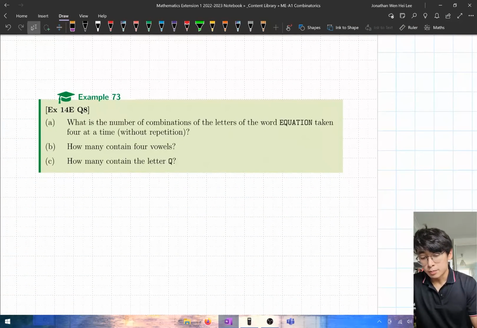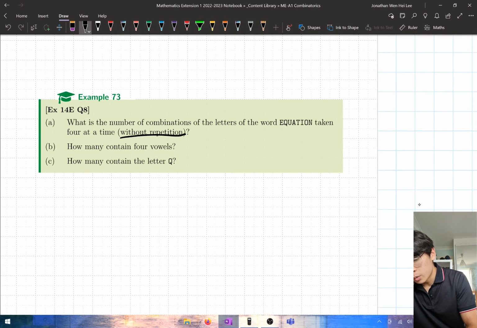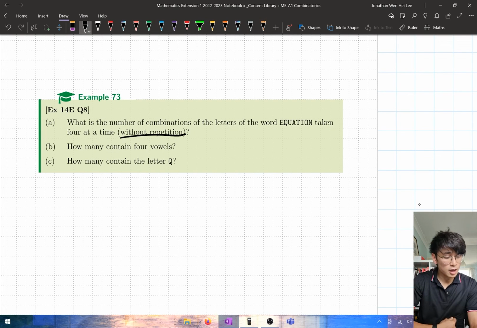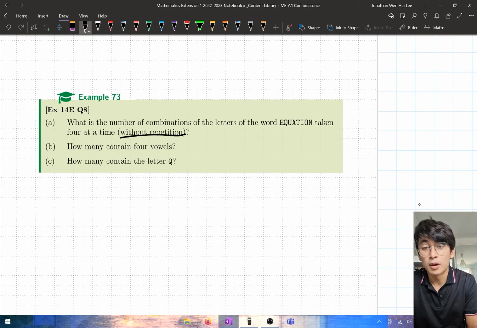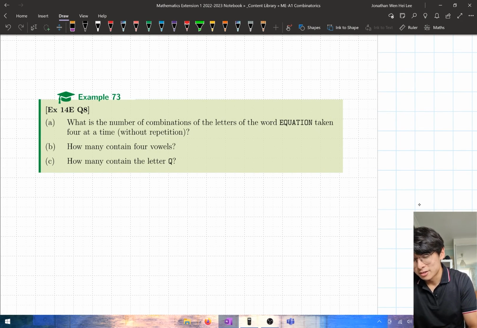Let's have a look at this particular next question. What is the number of combinations of the letters of the word equation taken 4 at a time without repetition? So here, without repetition is very helpful for us to help figure out what combinations we want. This helps us realize that this is actually a combination. It's just without repetition. First of all, it's combination and without repetition. Quite nice for us.